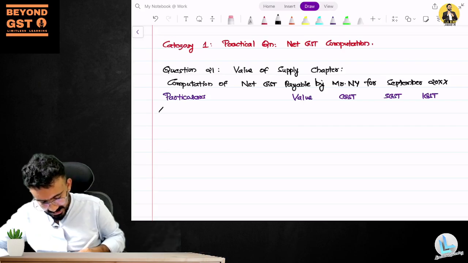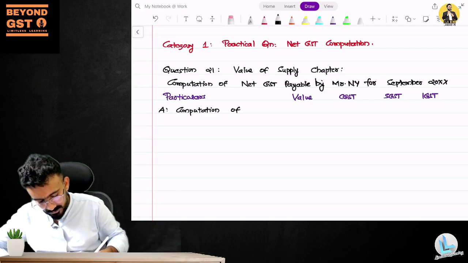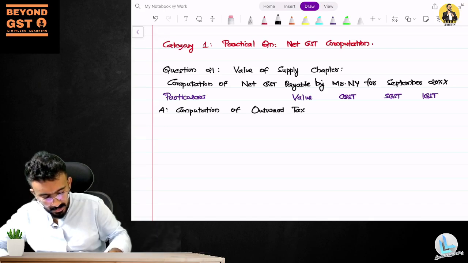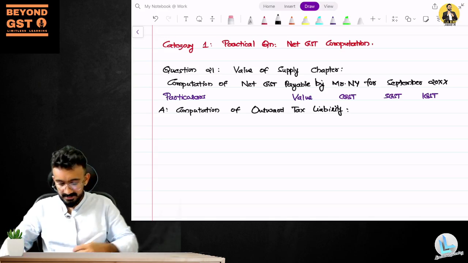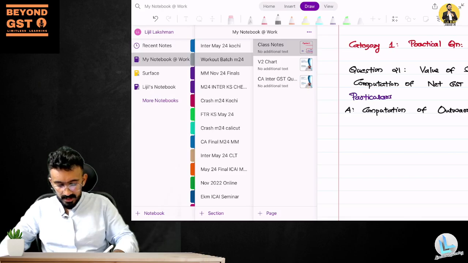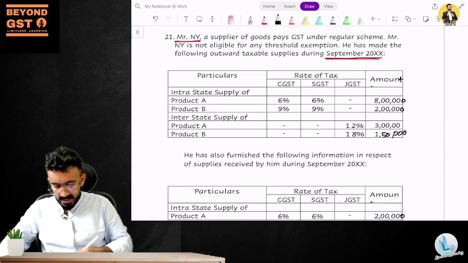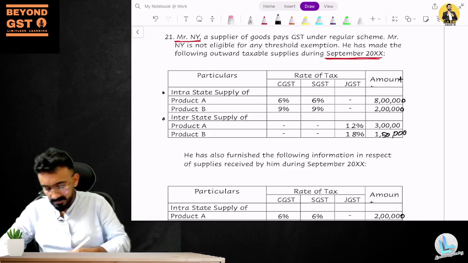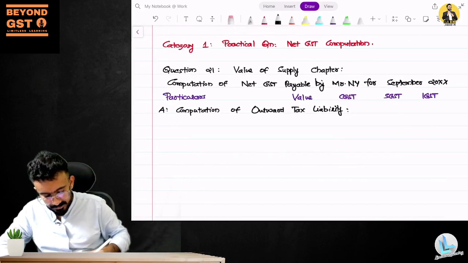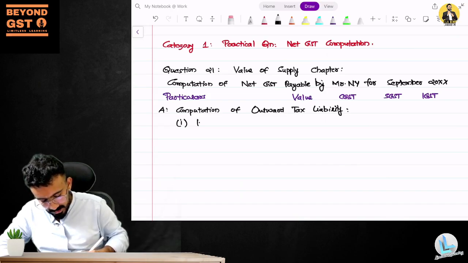Then I'll write part A. What is the first thing I'm computing? Computation of outward tax liability. To compute outward tax liability, I need to know my outward supply. How many outward supplies do I have in this question? I have 2 outward supplies, one is intrastate, another one is interstate. I have product A and product B. So first let me write intrastate.